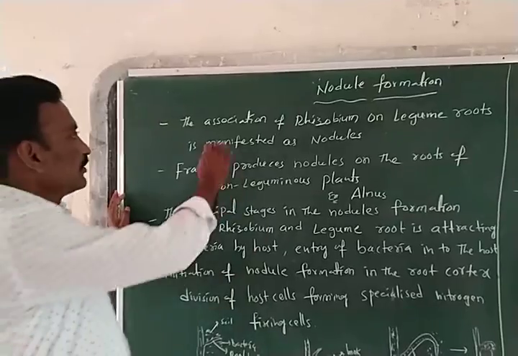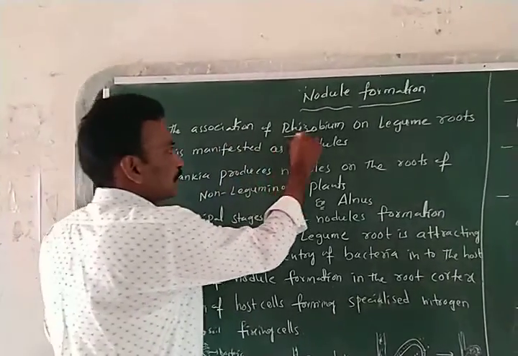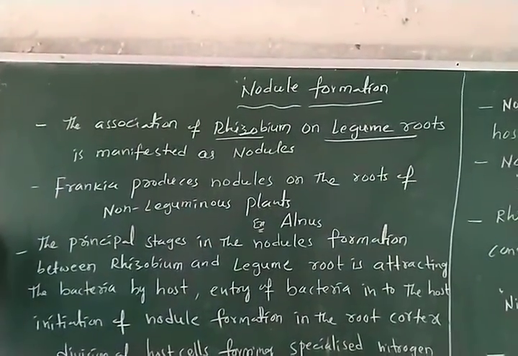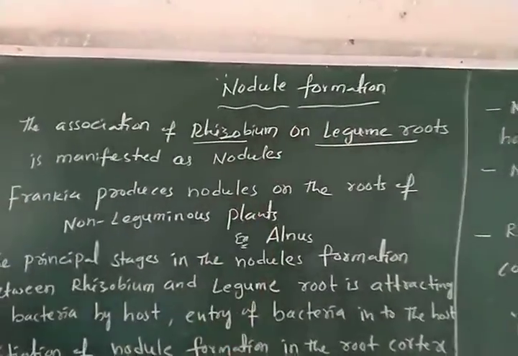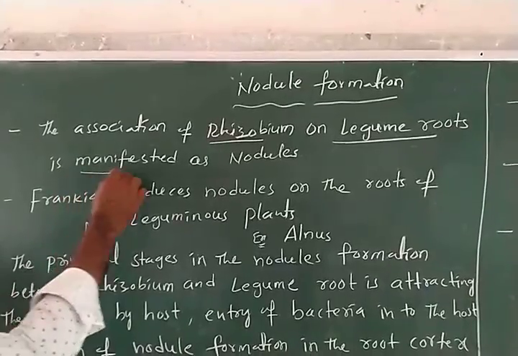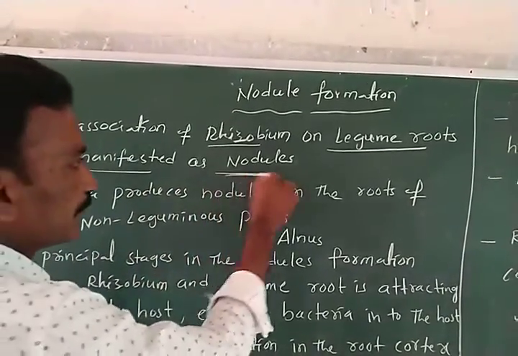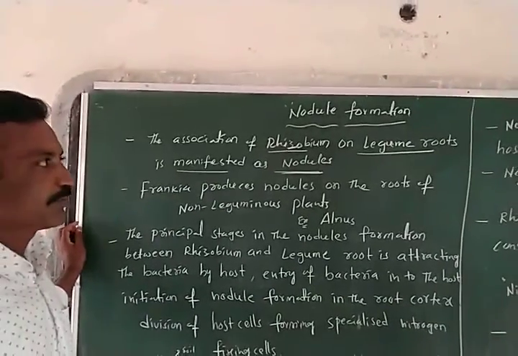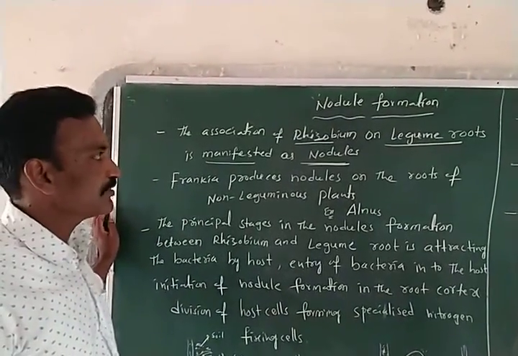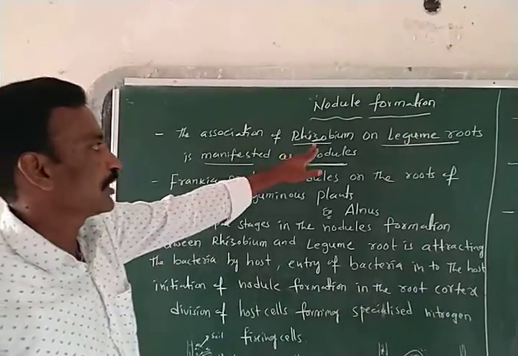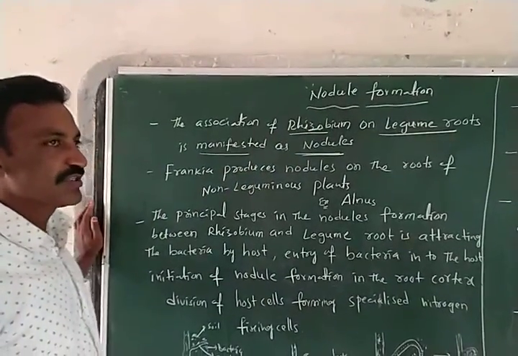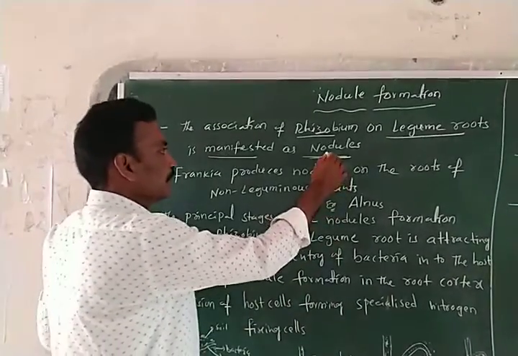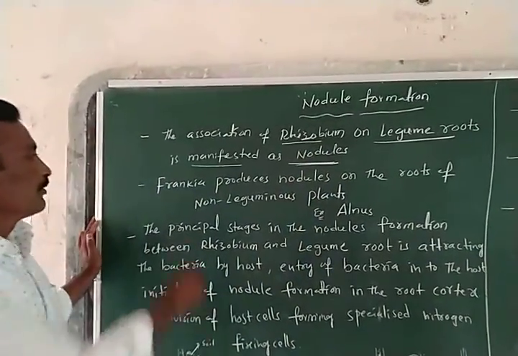Generally, the association of Rhizobium on legume roots is manifested as nodules. That means most of the plants in the leguminous family are associated with Rhizobium bacteria. So this association leads to the formation of root nodules.